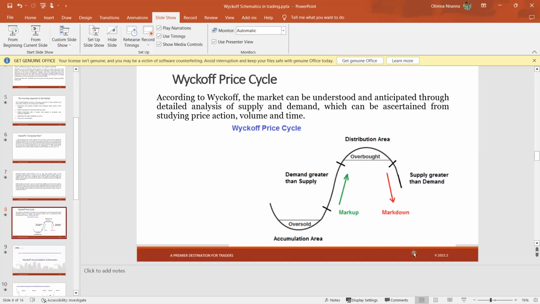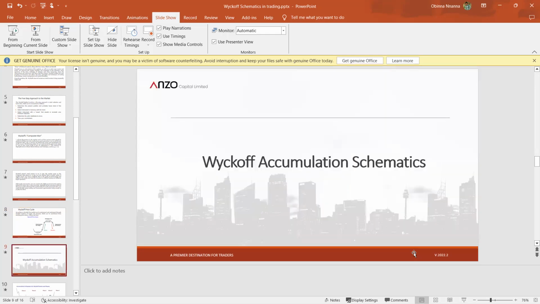We'll look at some of these schematics. There are two different schematics: the accumulation schematic and the distribution schematic. The accumulation schematic is what we look for. It occurs just before price goes up, and the distribution schematic occurs just before price comes down.